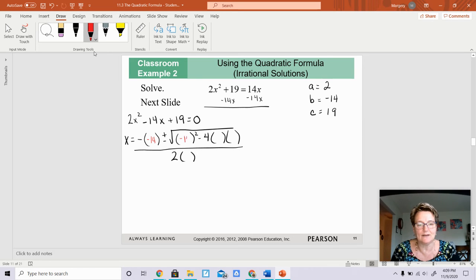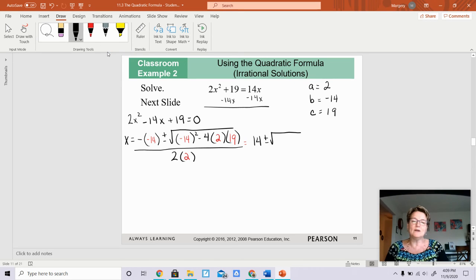My b is negative 14. My a is 2. And my c is 19. So I end up with a negative times a negative is a positive 14, plus or minus the square root. 14 squared is, I believe, 196, but I'm not 100% sure. So 14 times 14 gives me 196.